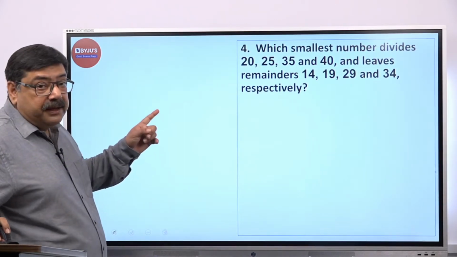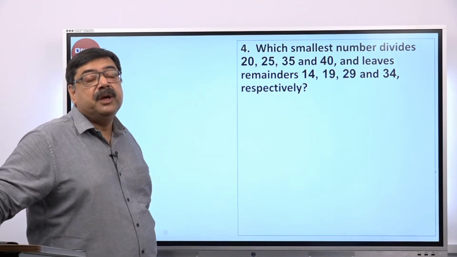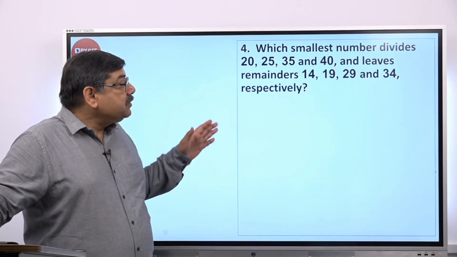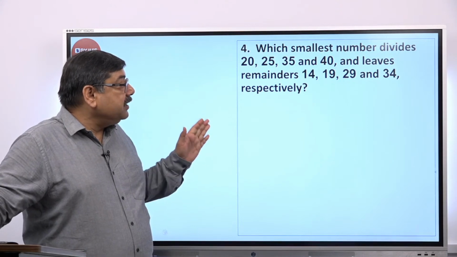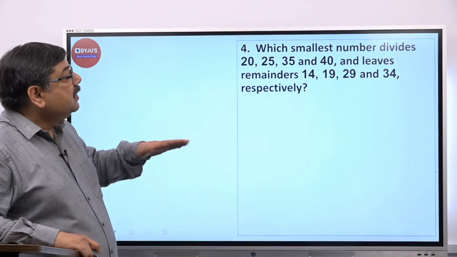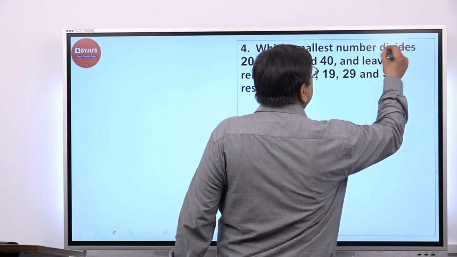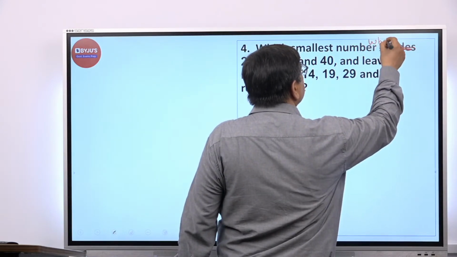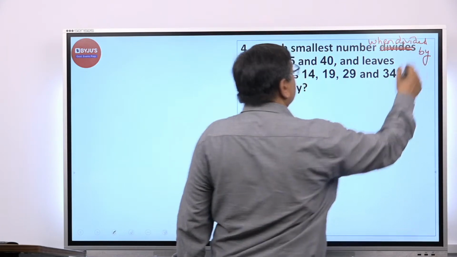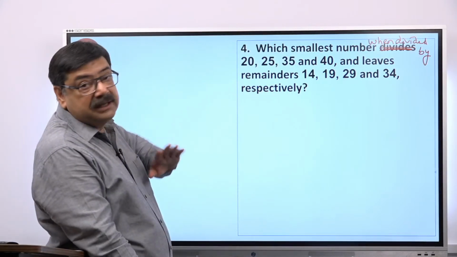Now look at this question. Questions like these have appeared aplenty in IBPS PO and other PO and clerk banking examinations. Which smallest number, when divided by 20, 25, 35 and 40, leaves remainders 14, 19, 29 and 34?